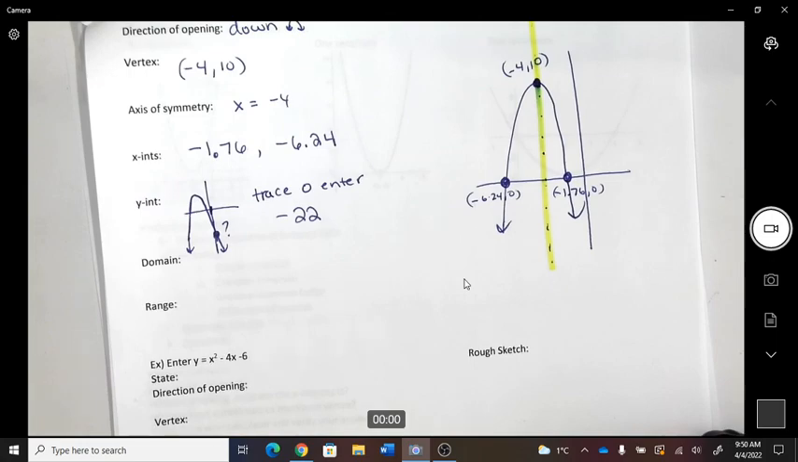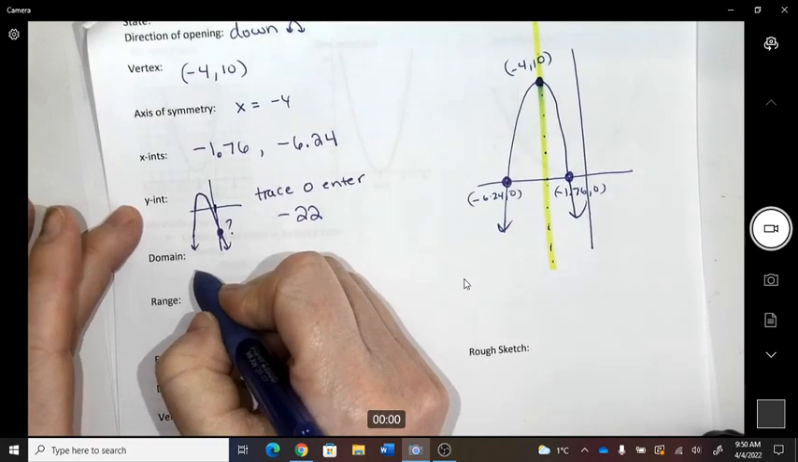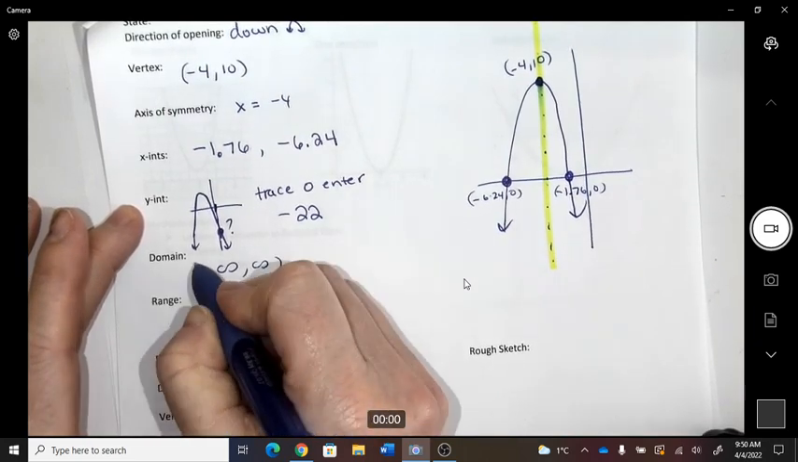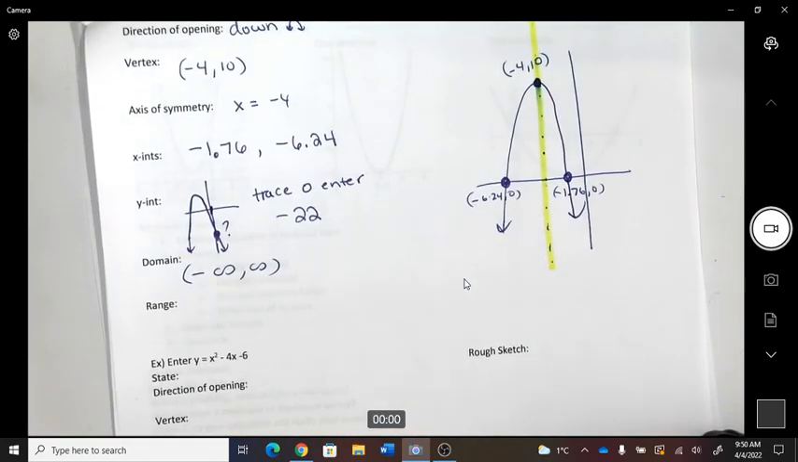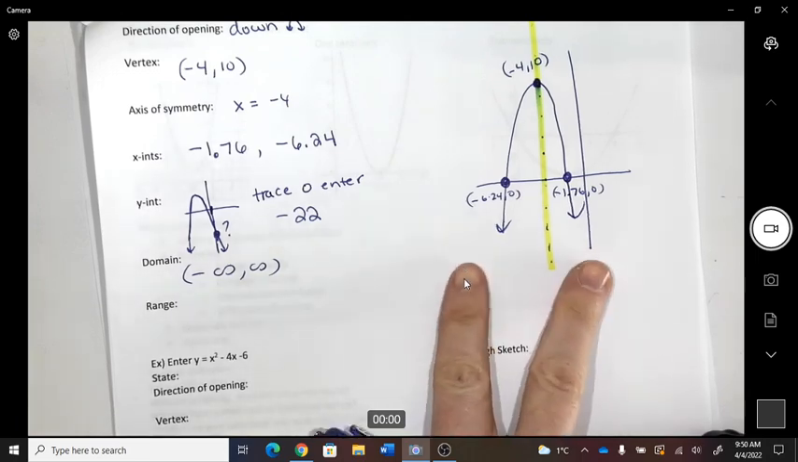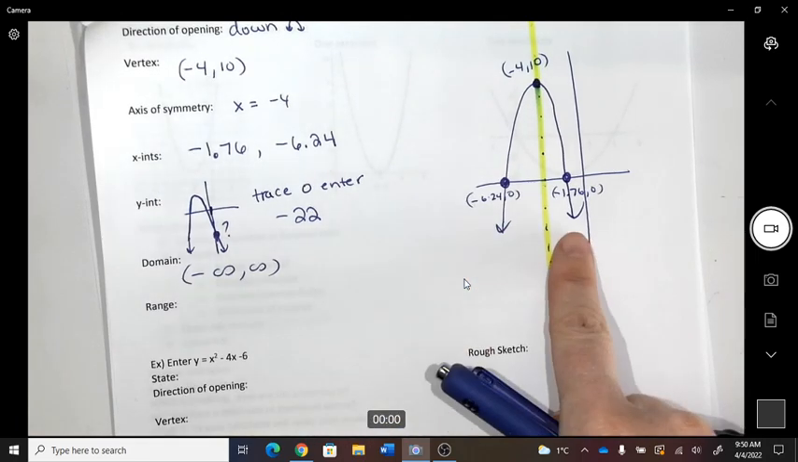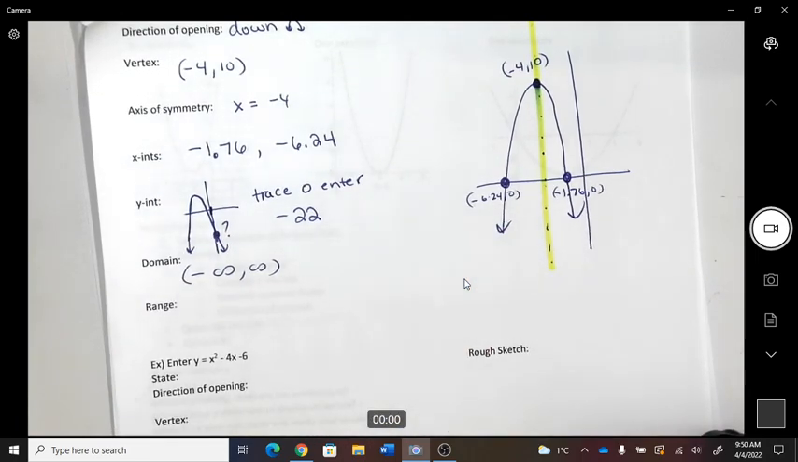Okay, domain. So domain is negative infinity to infinity because guess what? All parabolas go left and right. You see my arrows? It goes left and it goes right. So that's usually, unless I'm talking about some kind of word problem or something.